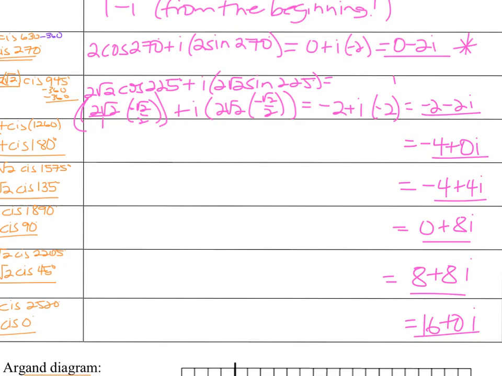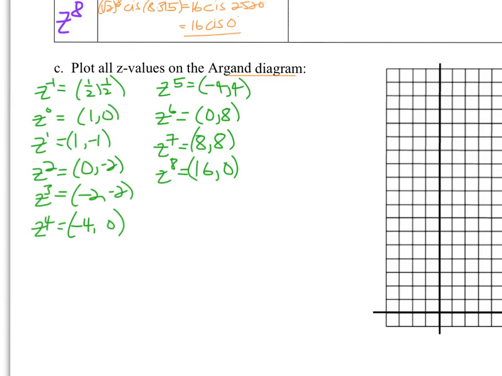Down below, we're going to plot all of them to see what kind of shape we create. To plot these on the Argand diagram, what I did was I took z to the negative 1 all the way up to z to the 8th and just created the ordered pairs that I needed from the rectangular form up above. For example, z to the negative 1 would be 1/2 comma 1/2, z squared 0 comma negative 2, all the way up to z to the 8th, 16 comma 0. You can either write all these down just to have them as reference or recognize that those points are what we would create using the rectangular version up above on that right-hand side.